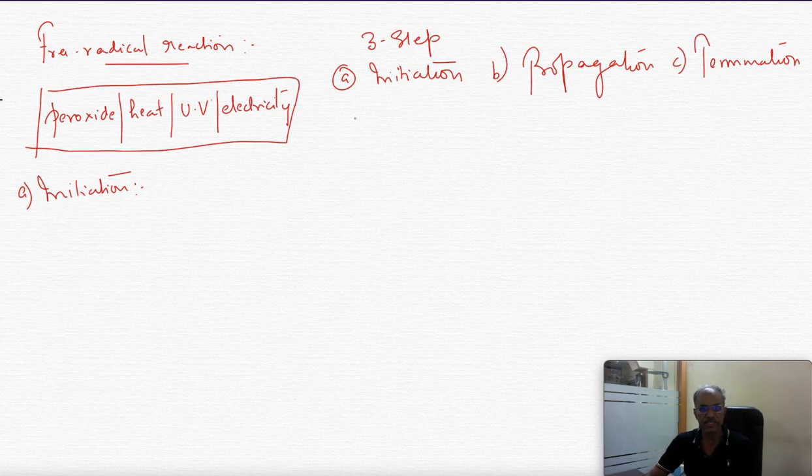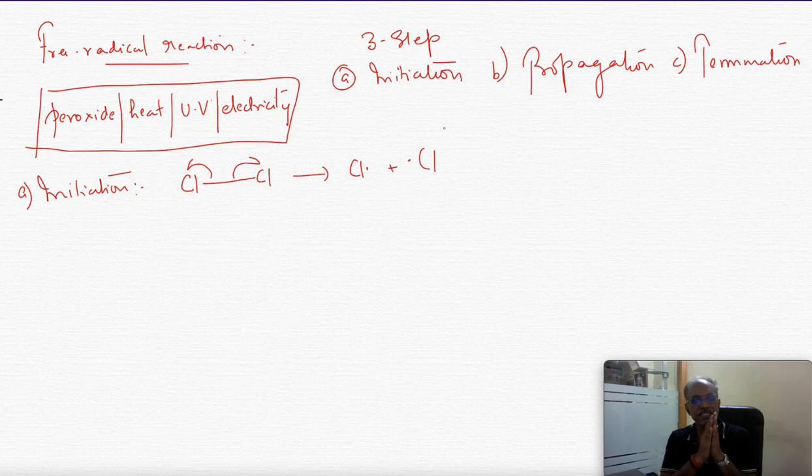Suppose we take any reaction. First, take for example chlorine, Cl2 gas. This is homolysis, so this bond will break. It is shown by a single-headed arrow, because only one electron is going, not a double-headed arrow. So this will form Cl dot plus Cl dot, and this is a continuous process. Every time chlorine is going to break into Cl dot Cl dot.